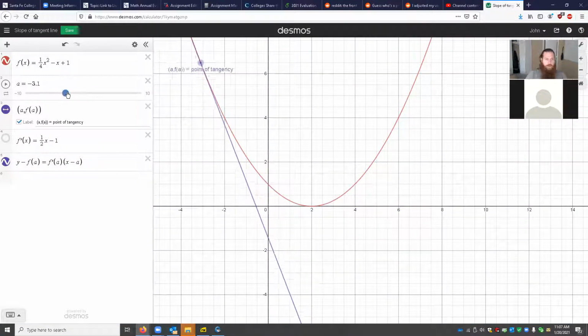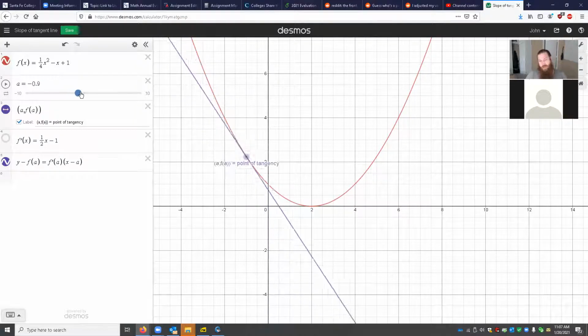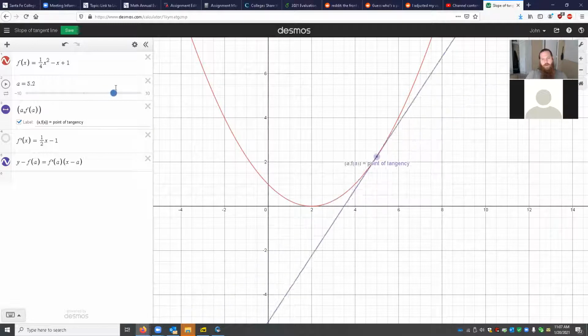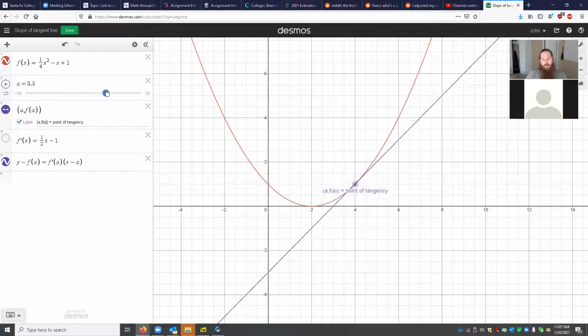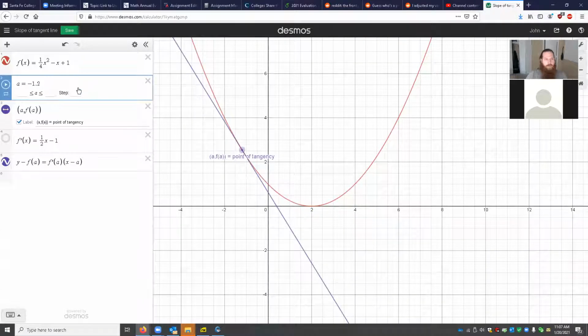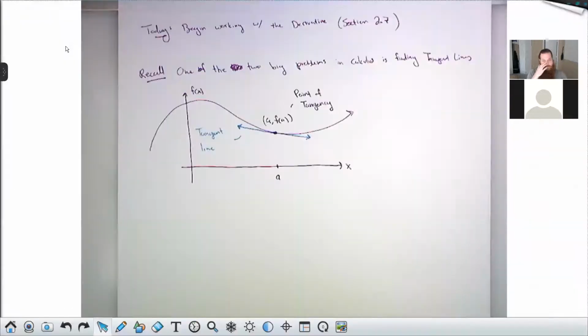So you can think of the tangent line as being the instantaneous rate of change, or the exact slope of that curvy graph at that point. But since the graph is curvy, the slope changes every point. So that's what we're going to learn how to do today. We're going to learn how to calculate that thing.